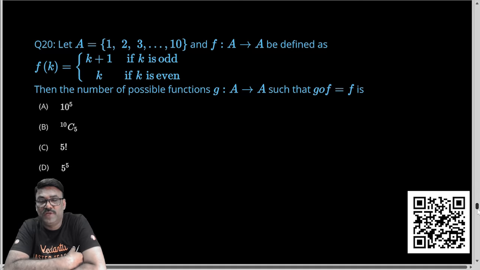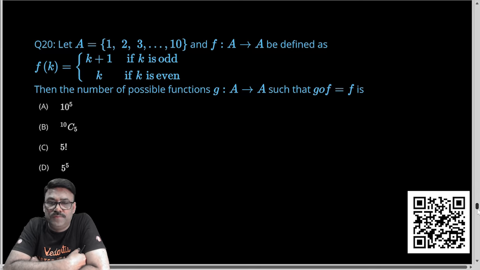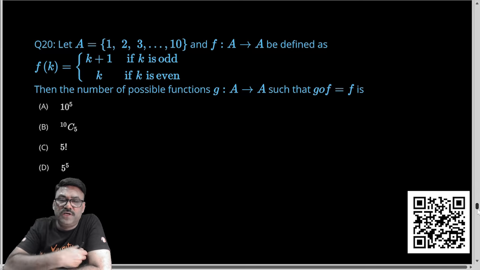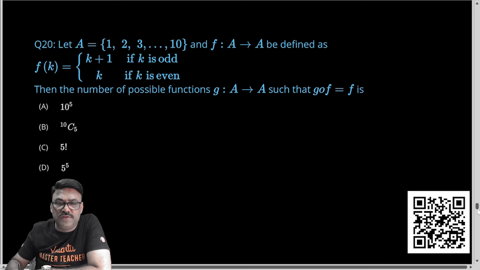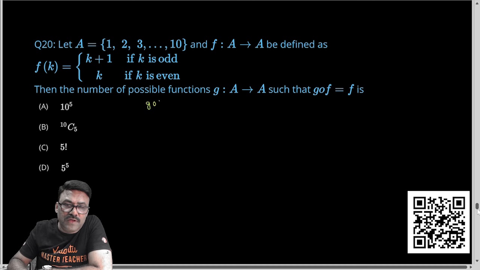G is a function from A to A such that g of f is f only. So how many such functions G can be written? G is also defined from A to A only. So see, it is given that g of f is f, means g of f(x) should be f(x) only.